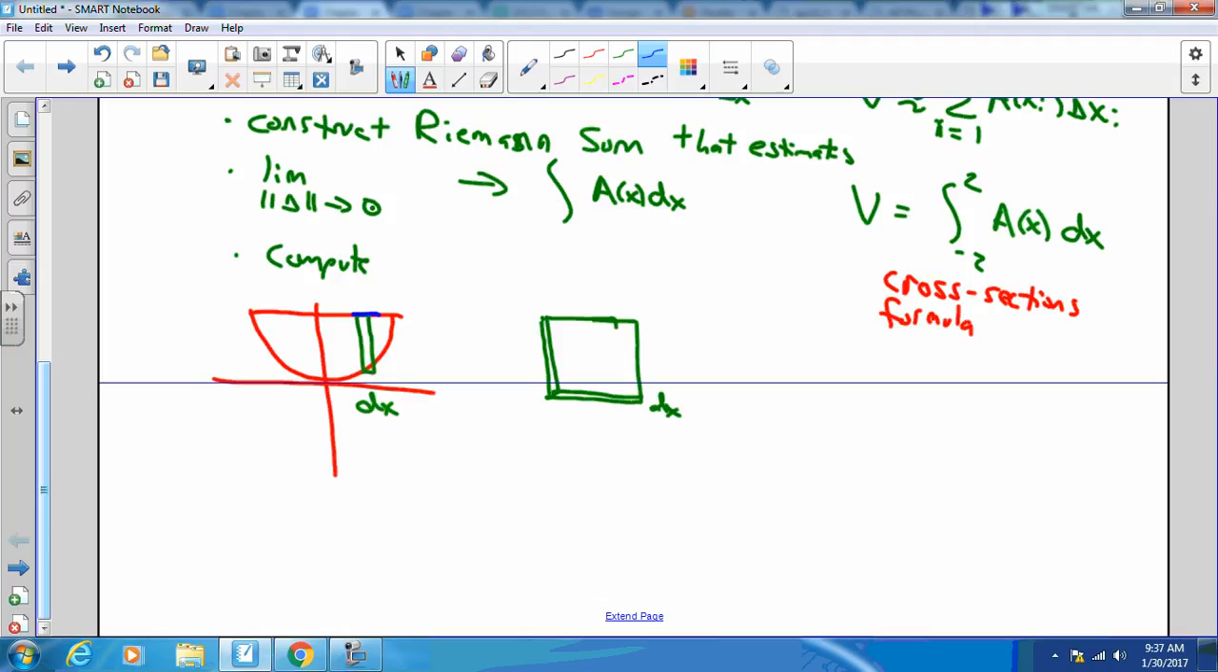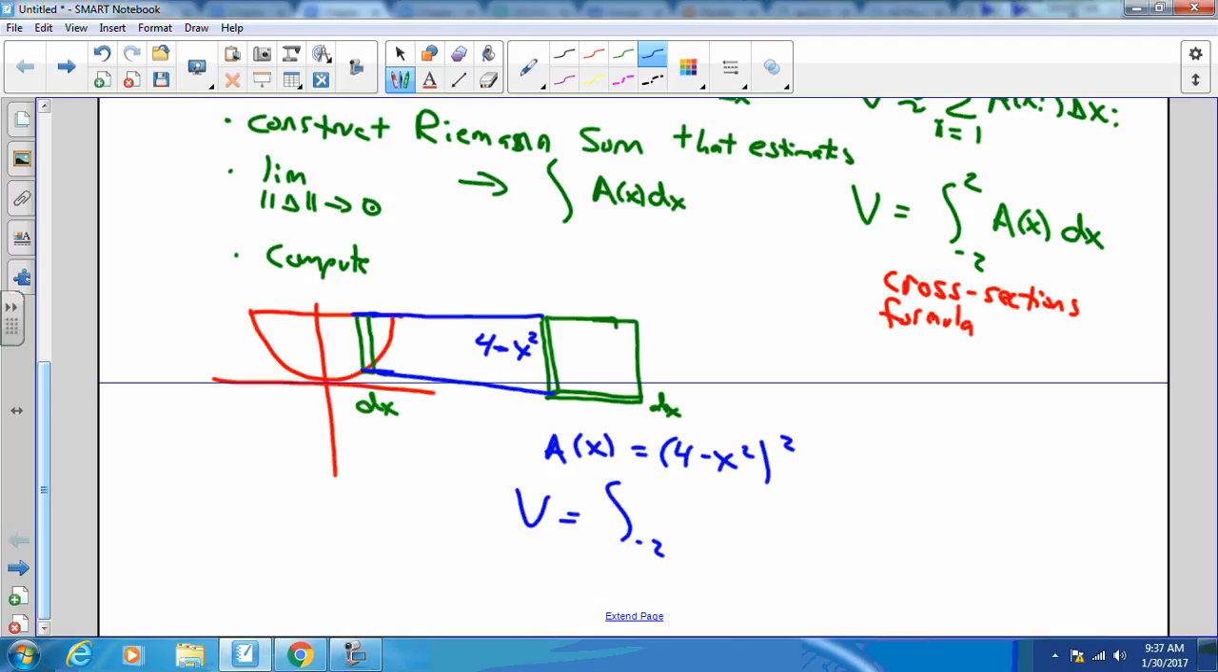And the cross-sectional height is going to be exactly the same as the height right here, which is going to be top curve minus bottom curve. Okay. So that I can represent the area of my cross-section as the height squared. And therefore, the volume is the integral from first x to last x of area, and that's it.